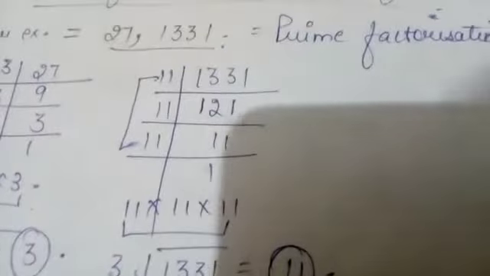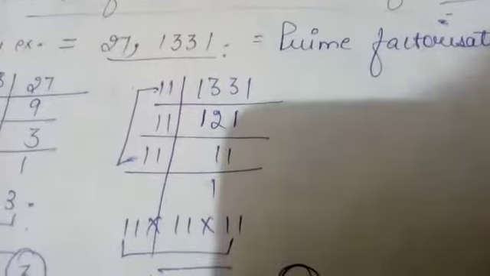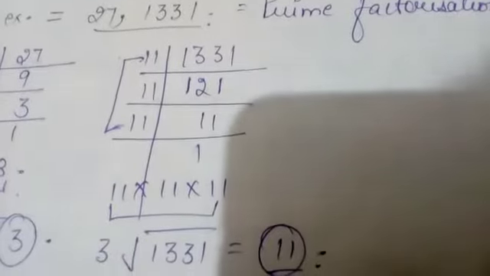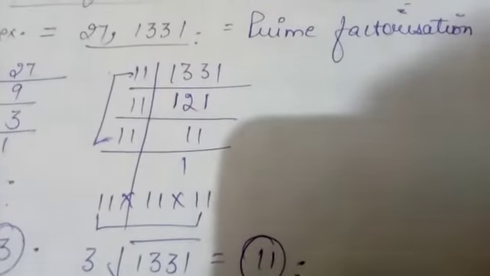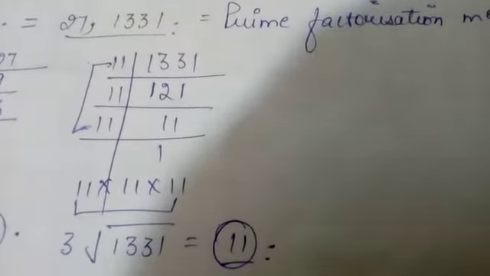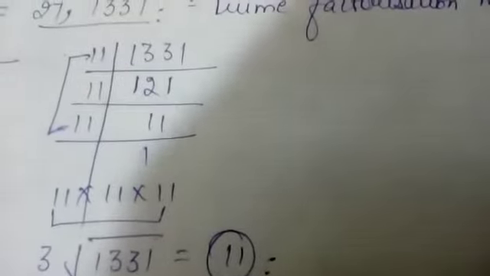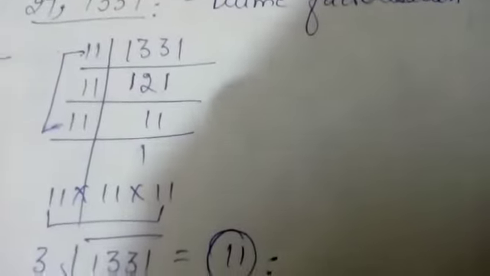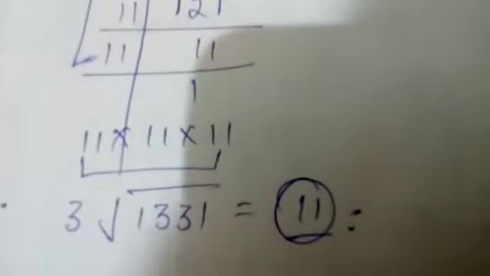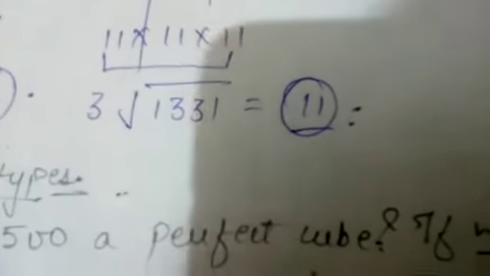Okay. Now second example, 1331. We have to find the cube root of 1331. In this also we take prime factorization. We already discussed prime factorization, I have told you what prime factorization is. So here 11 121s are 1331, 11 11s are 121, and 11 1s are 11. So now we form a group of 11. There are 3 numbers in one group. So 11 into 11 into 11, and the cube root of 1331 is 11.